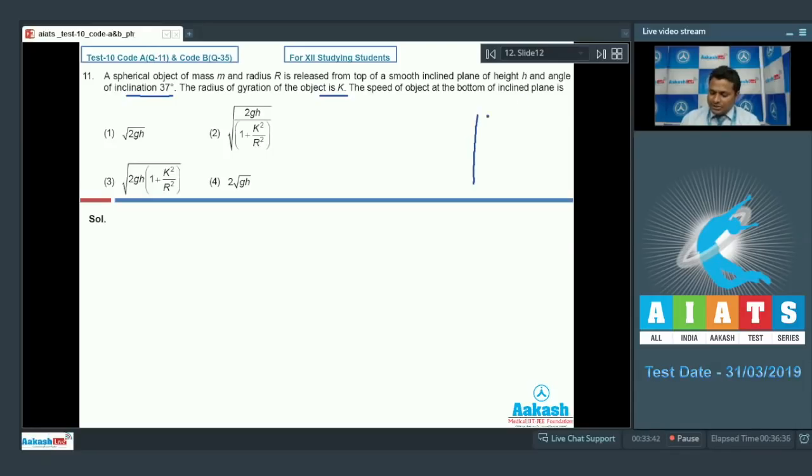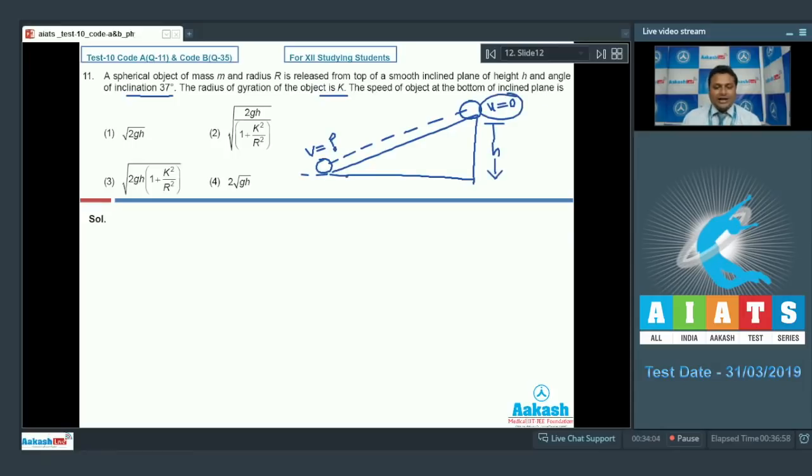Now, suppose this is the inclined plane and the particle has been released from the top of the incline and there is no friction. Finally, it reaches the bottom. We have to calculate the speed right here. It has started from here, that's why velocity will be 0 here. Height is given, h. It is clearly mentioned that the surface is smooth, so there will be no friction, means there will be no agent which will provide the rolling. This is not the case of rolling, the object will only slide.